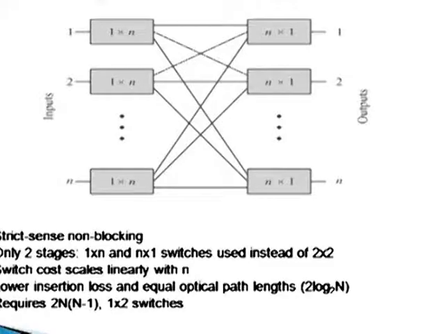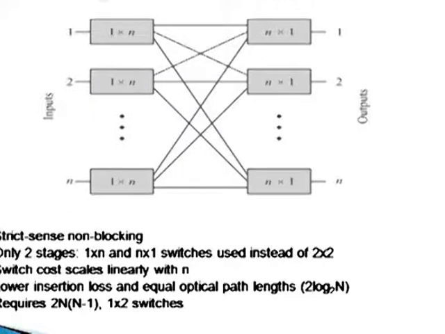So can we go for another design? Yes, Spanke architecture. This is an example of n cross n switch, given by Spanke, so the name is Spanke architecture, and it is also strict sense non-blocking. It requires only 2 stages, where we design 1 cross n and n cross 1 switches instead of 2 cross 2. Switch cost scales linearly with n. The cost will increase with the number of elementary switches we use.